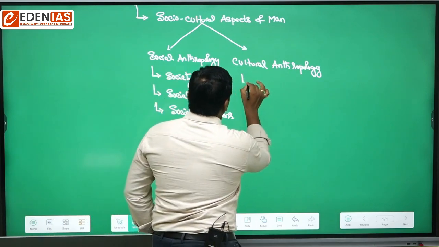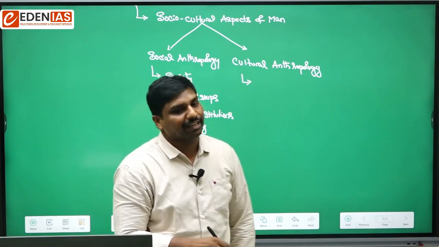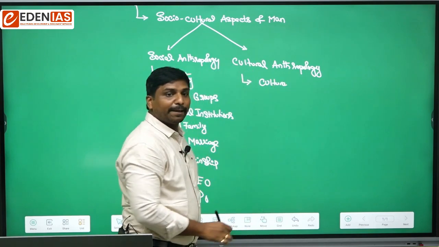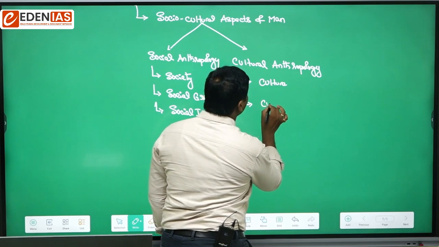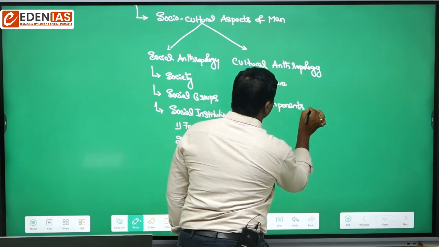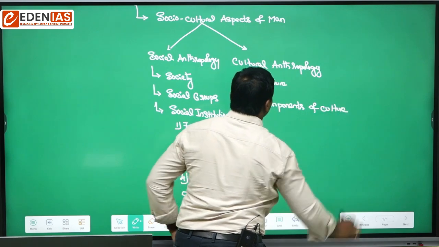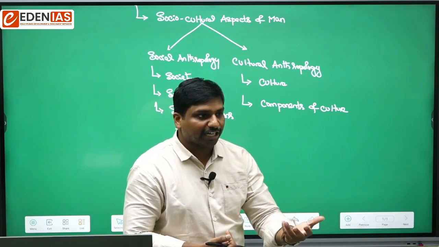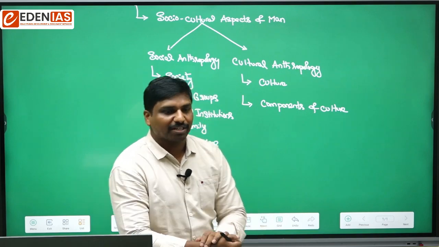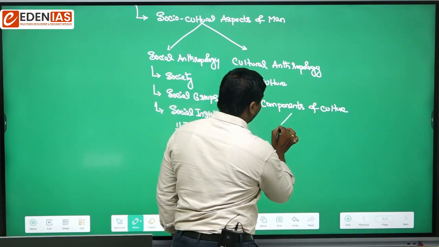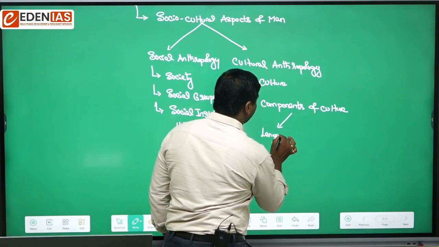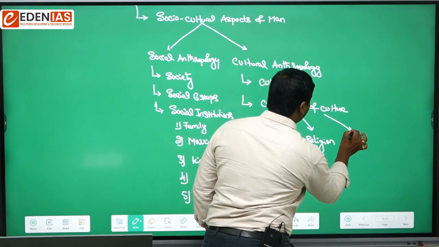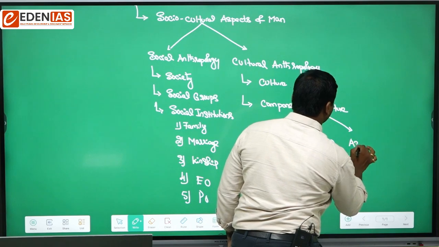Apart from that, there are some cultural aspects which we'll be studying under socio-cultural anthropology. First, we have to study what culture is. Under culture there are many components of culture, like food, dress, language, and religion. All those things are part and parcel of culture, so we have to study them likewise. Simply put, language, religion or religious belief, and other cultural aspects.